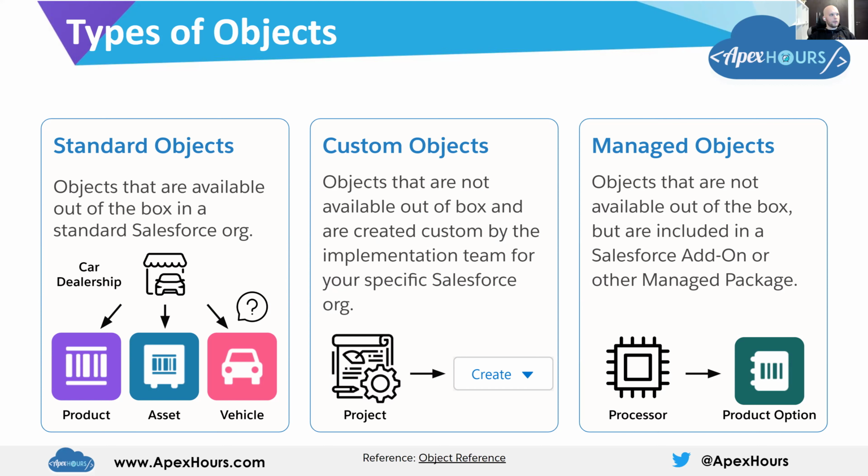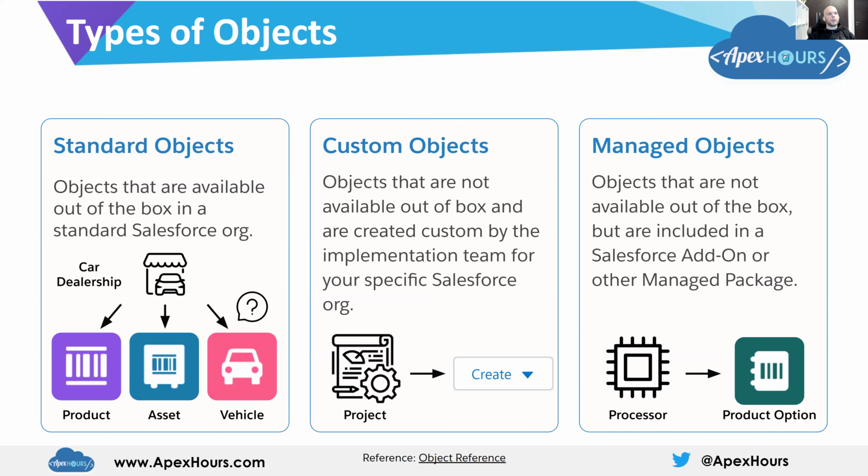Standard objects are those things that we know and love that are available out of the box in a standard Salesforce org. So if we're thinking of something like a car dealership, we could model that as a product object, as an asset object, as a vehicle object if we're looking at automotive cloud, or potentially a combination of these three. So these are all things that are available, and you should leverage them as much as possible. It's important to be aware of the standard objects and what they are, and when you should use them.